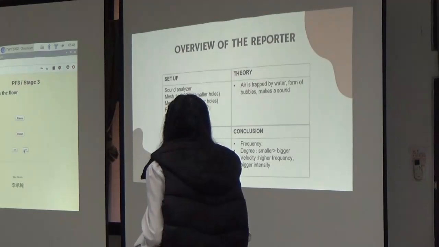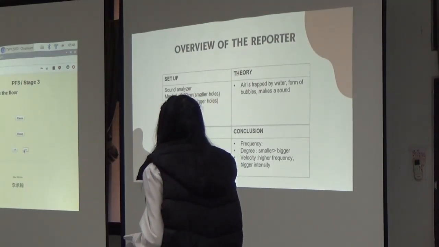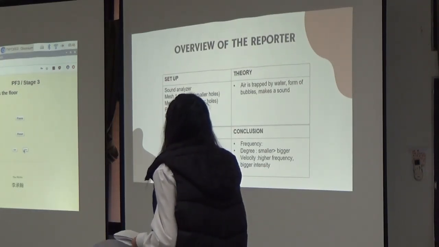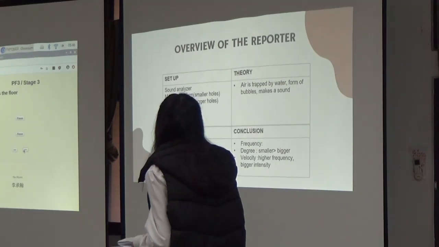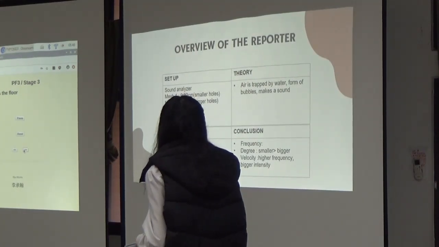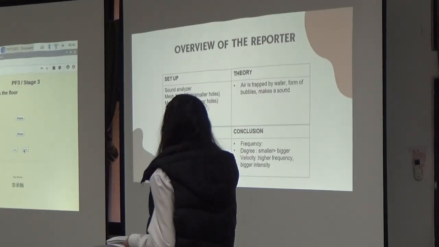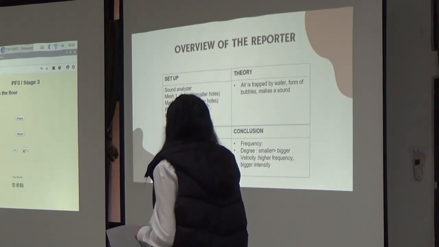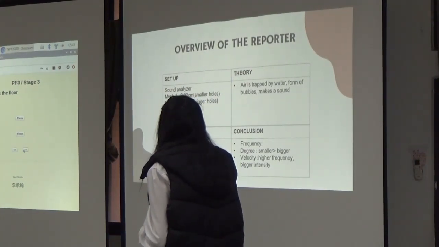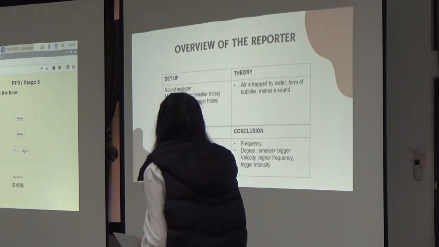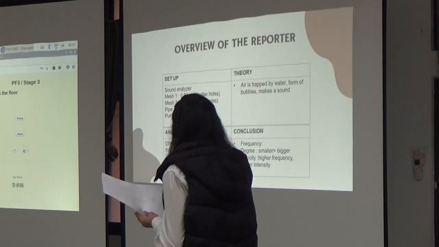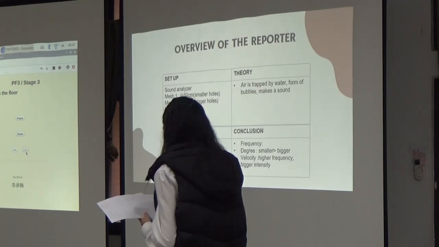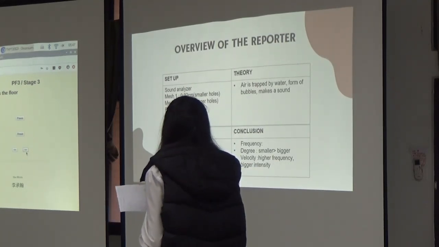For this setup, they have a sound analyzer, mesh 1, which is 0.02 centimeters, a mesh 2, a pipe and a pump. For their theory, the air trapped by the water forms bubbles and makes sound. For analysis, different degrees affect the frequency, and the velocity of the stream affects the frequency too. For their conclusion, they said that the higher the velocity of the stream, the higher the frequency and the bigger the intensity of the mesh sound.